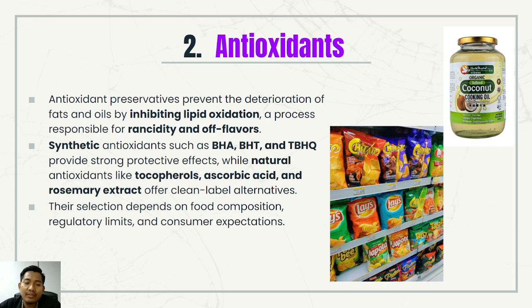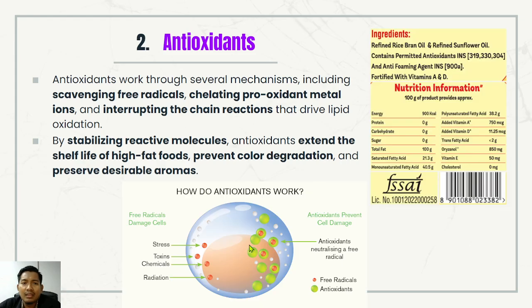So basically, different products will need different kinds of antioxidant. It works through several mechanisms, including scavenging free radicals, chelating pro-oxidant metal ions, and interrupting the chain reaction that drives lipid oxidation. By stabilizing reactive molecules, antioxidants extend the shelf life of high-fat foods, prevent color degradation, and preserve desirable aroma. This is an example of a mixture of oil which contains permitted antioxidant. You can check this INS number. Basically, it's vitamin A, vitamin D, and etc.